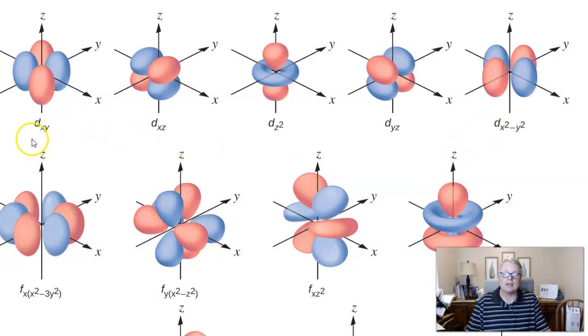Okay? This is your dxy, which is kind of lined up in between that xy axis there. This is your dxz, this is your dyz, and this is your dx squared minus y squared one. You don't have to know that, but that's just what they call them. Okay? The other one is a shape that looks something like this. And this is your dz squared orbital.